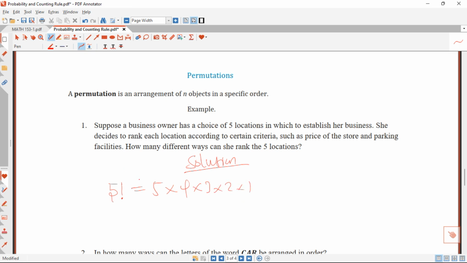So this is what we are arranging in a specific order. Here we have 5, we have 4, we have 3, we have 2, we have 1. So the factorial notation is going to help us get our different ways of ranking our 5 locations, right? Here 5 by 4 by 3 will give us 60, by 2 gives us 120 ways. That's 120 ways. Yes.